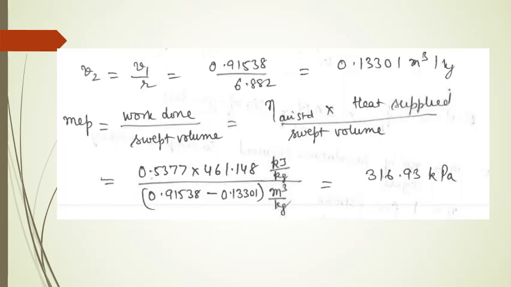Now since V1 upon V2 is equal to R, we have found out the value of V2 equals 0.13301 meter cube per kg. Now, the value of mean effective pressure can be calculated with the help of the formula work done upon swept volume, and work done is equal to air standard efficiency into heat supplied. The mean effective pressure comes out to be 316.93 kilopascal.